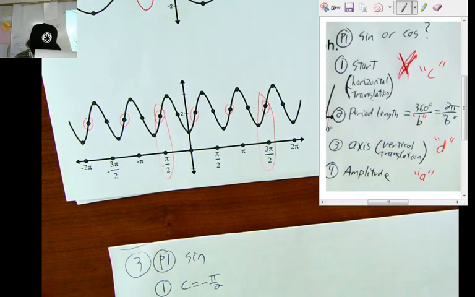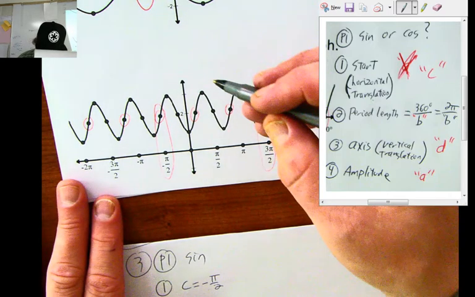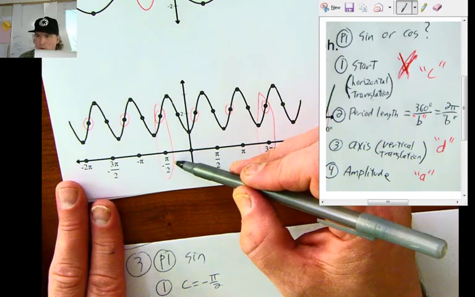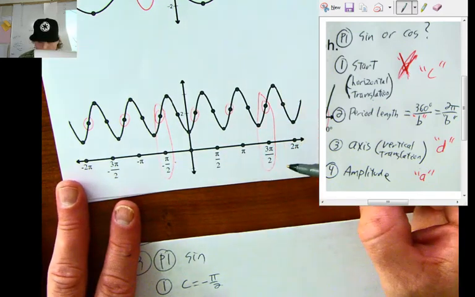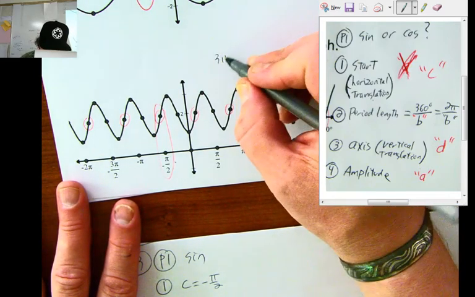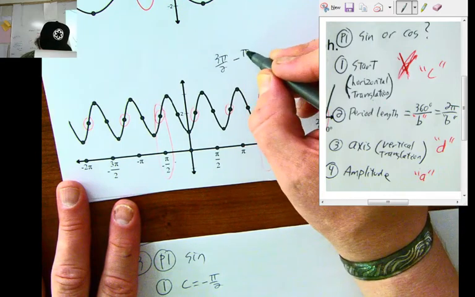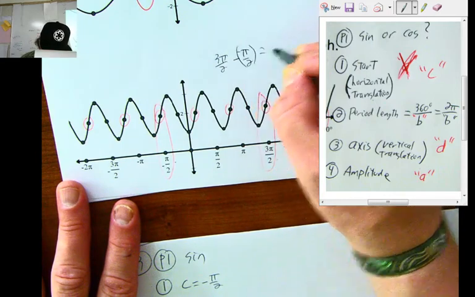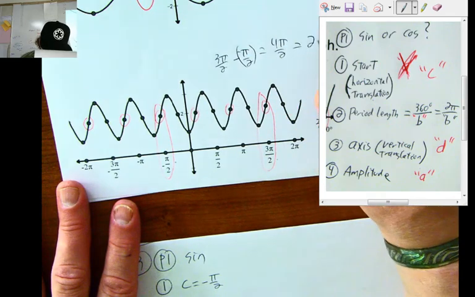Alright, now I got to figure out the period length. For this one, it's a little tricky based off the numbers that aren't really given to me on the graph. Because I just need the length of one period. Well, this is what I'm going to do. I know negative pi over 2 is a start point, and I know 3 pi over 2 is the end. So I'm going to find this distance. 3 pi over 2 minus negative pi over 2 to figure out the distance. That's 4 pi over 2, which is, of course, 2 pi.